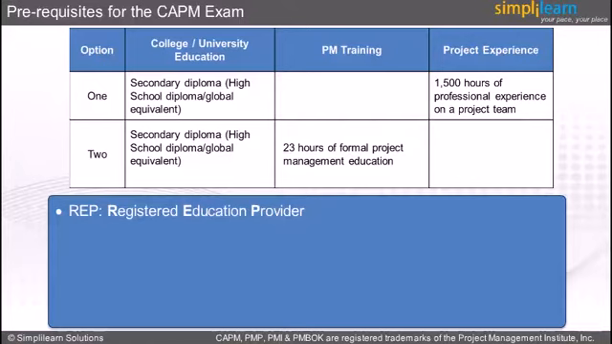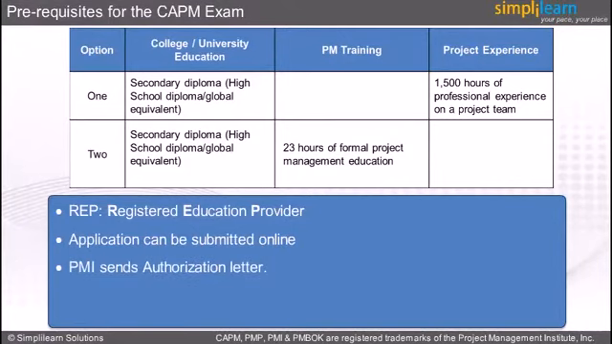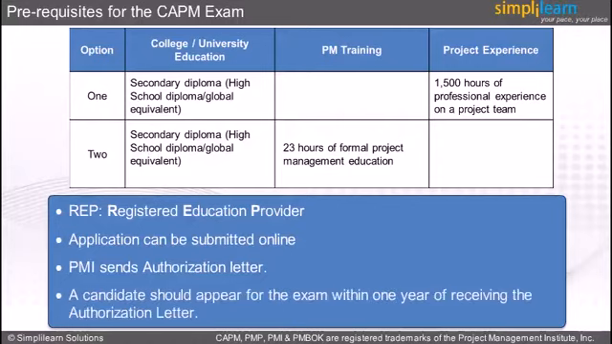PMI randomly audits such submissions from time to time. So, if you do not meet the prerequisite and still go ahead and submit the online exam application, there are chances of you getting caught. PMI disqualifies such applications. Once the online application for taking up the exam gets approved, PMI sends an authorization letter. You must appear for the exam within a year of getting the authorization letter. In the next slide, we'll discuss the CAPM exam in detail.